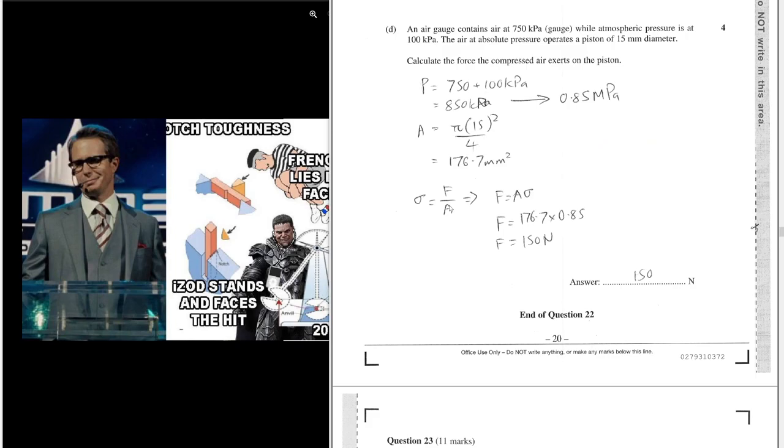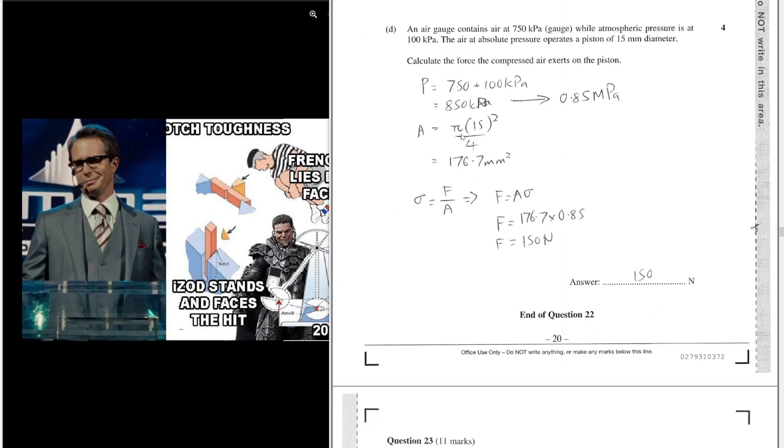So, you know, the height of water over the top of it. What they're just saying is that we have a gauge of 750, plus we know the air pressure is 100, so we're adding those together to get 850. And that gives us our pressure. Air pressure is given in kilopascals. We don't want to ever work in kilopascals. If they give us millimeters, we go together like megapascals and millimeters squared, right? So because they've given us millimeters squared, we're going to use megapascals. So we're going to convert into megapascals.